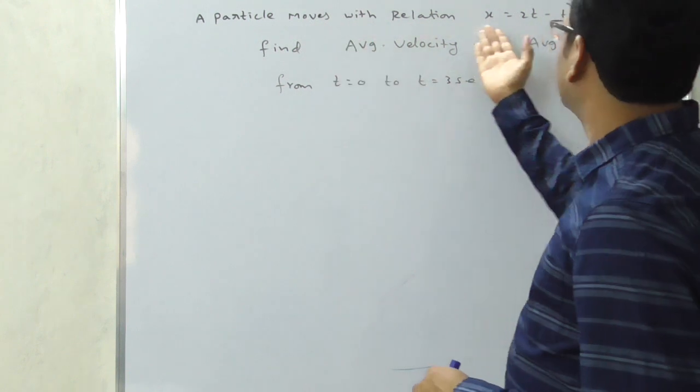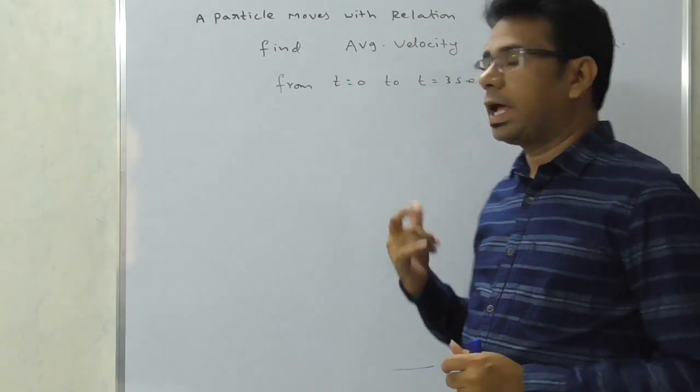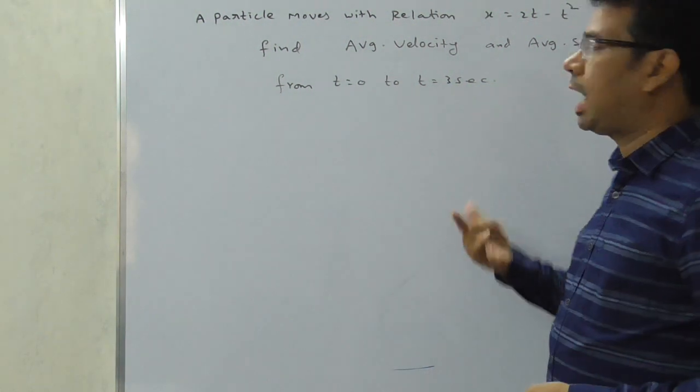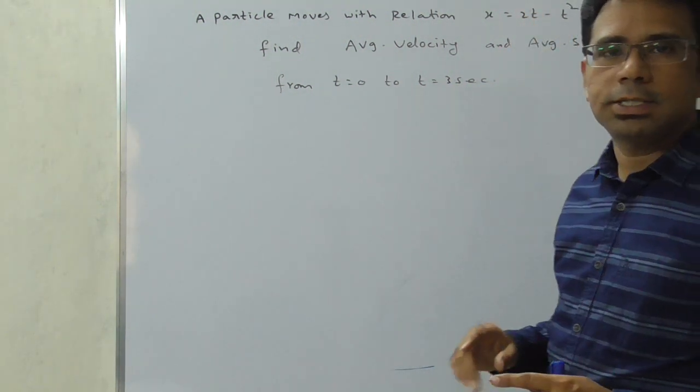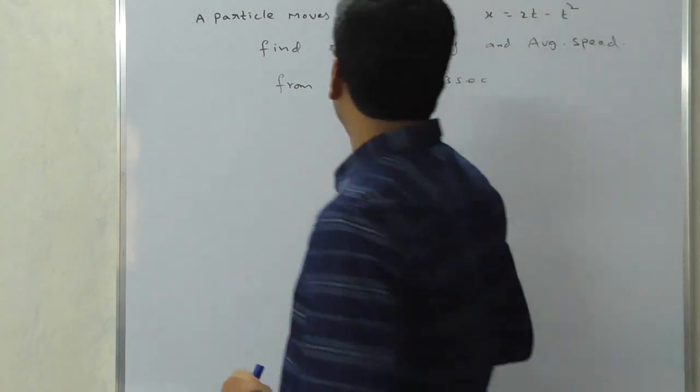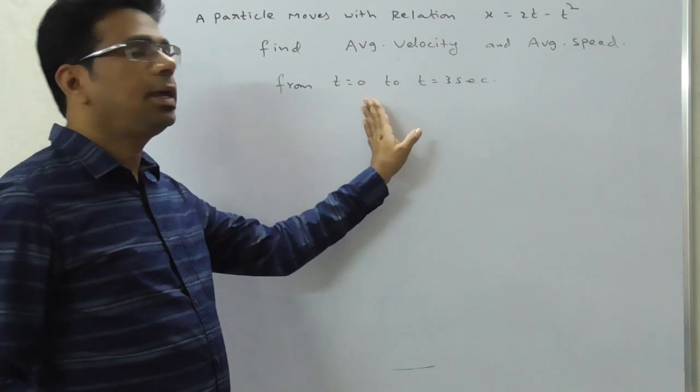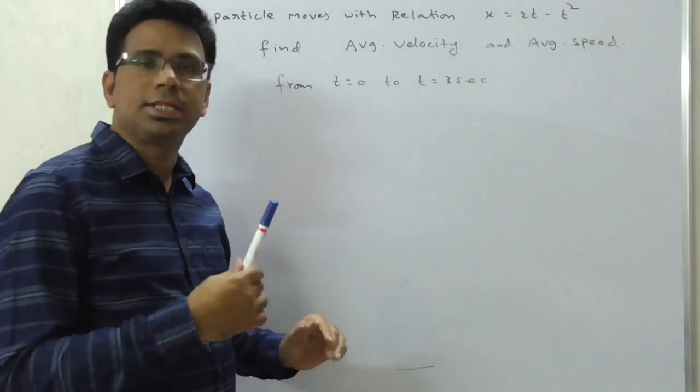A particle moves with the relation x equal to 2t minus t square. Here x is the position of the particle, t is time. The relation between position and time is given here, that is x equal to 2t minus t square. We have to find average velocity as well as average speed from t equal 0 to t equal 3 seconds.